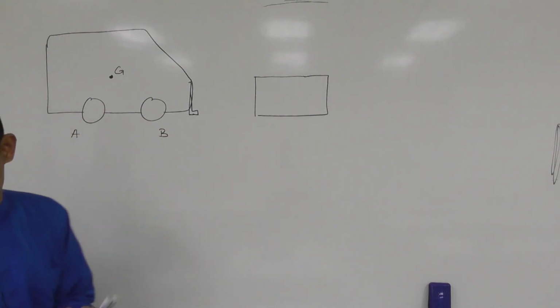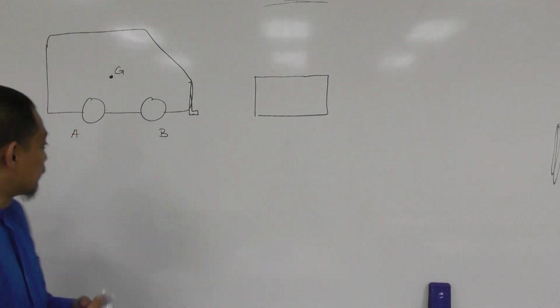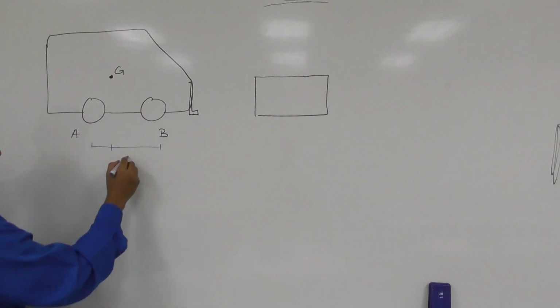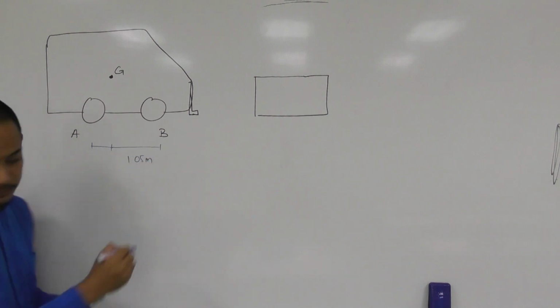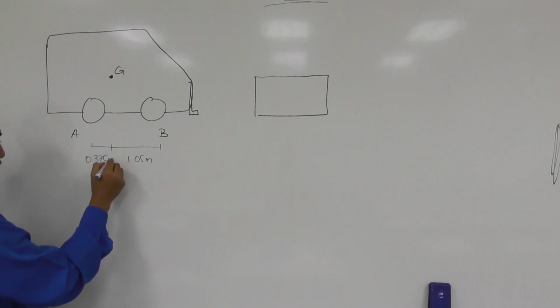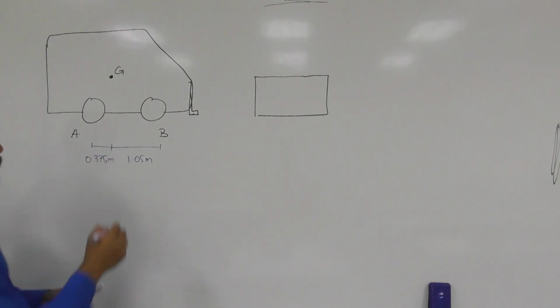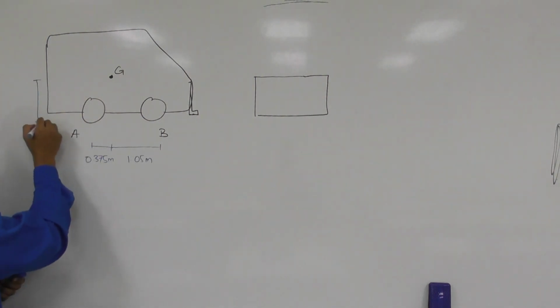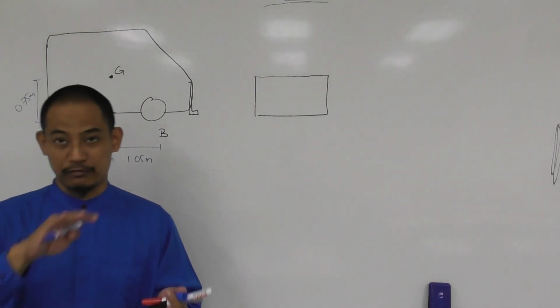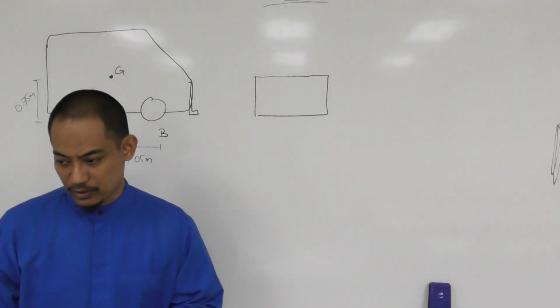So in terms of location, let me draw the location first. This one is 1.05 meter, 0.375, and then this height is 0.75 there, right? Even though this height is not needed in terms of the calculation because we don't have moment in that sense, right?